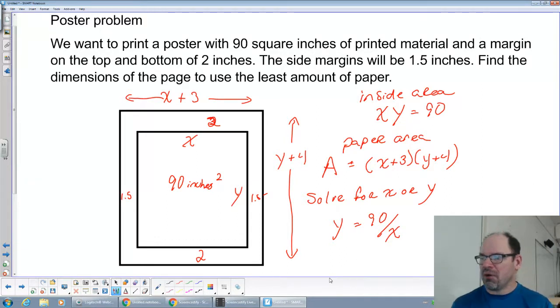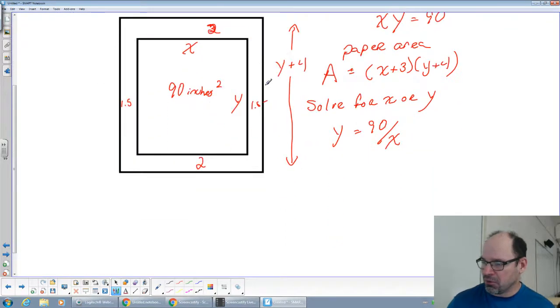I'm going to plug in and remove the Y in the area equation for the outside page. I'm going to take this paper area equation and plug in the Y here, and that's going to give us an opportunity to eliminate the Y and only have X there. So that's step 2. Plug this in. This was step 1.